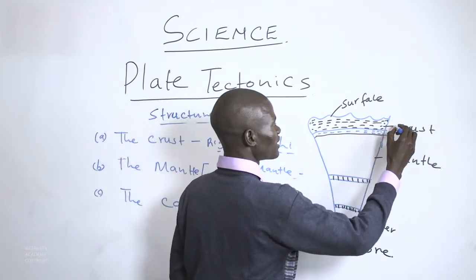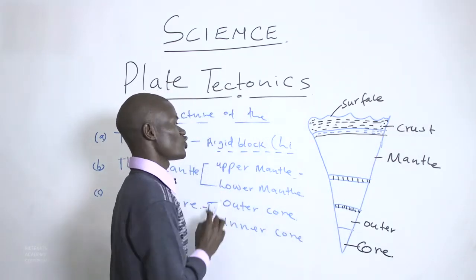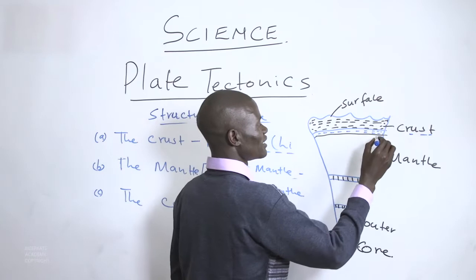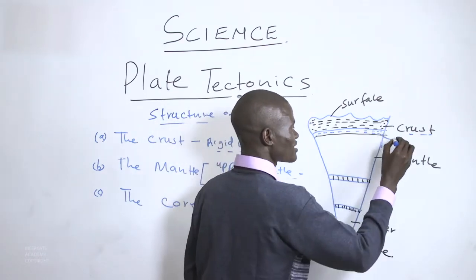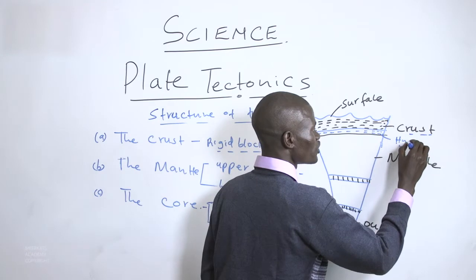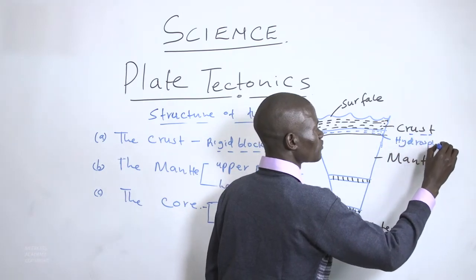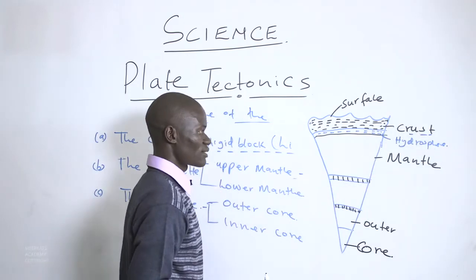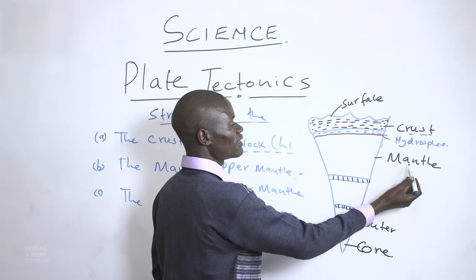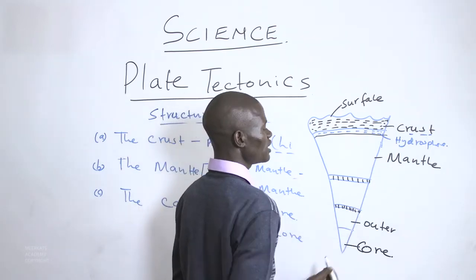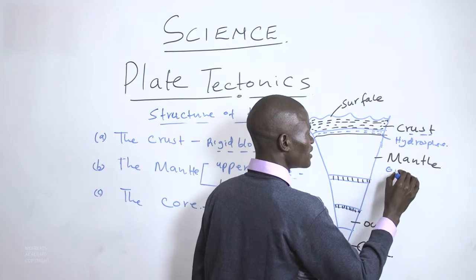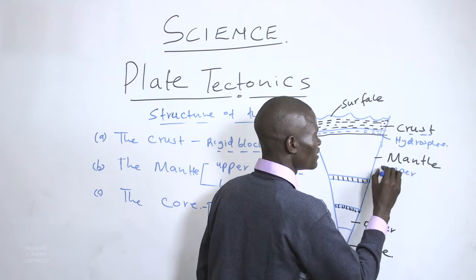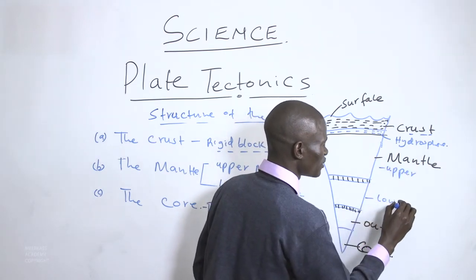We have looked at the first structure, also referred to as the lithosphere, which is also known as the crust. Then there is a small layer over which the crust rests, known as the hydrosphere. The hydrosphere is the one that rests on the crustal continent. Then we have the mantle, which is made up of two: the upper mantle and the lower mantle.